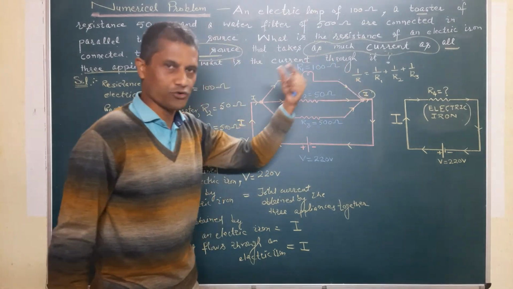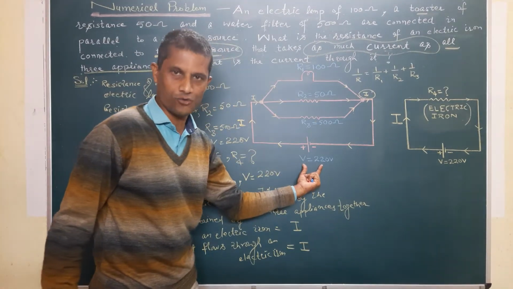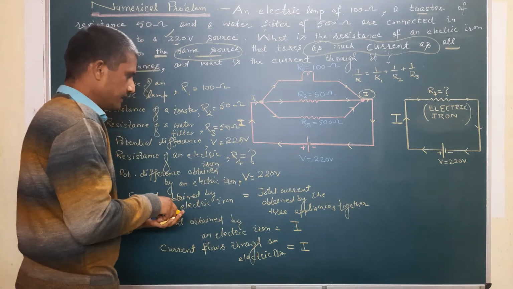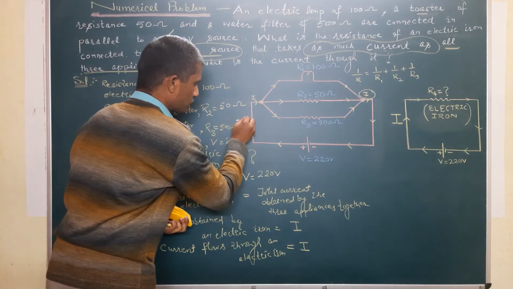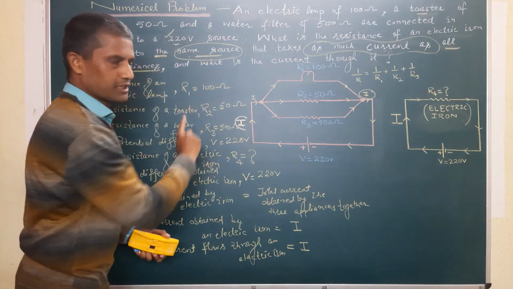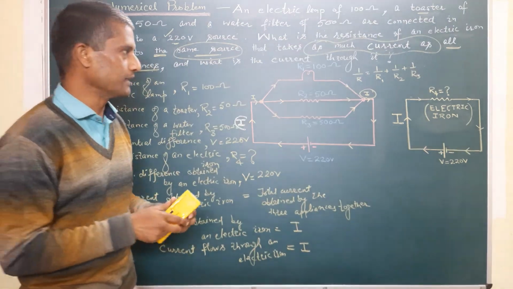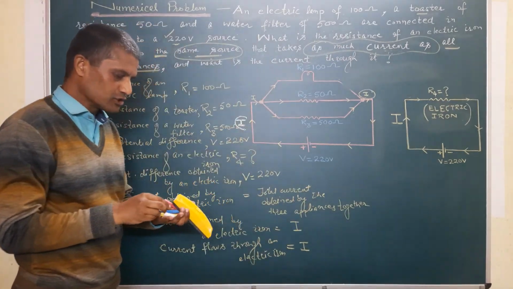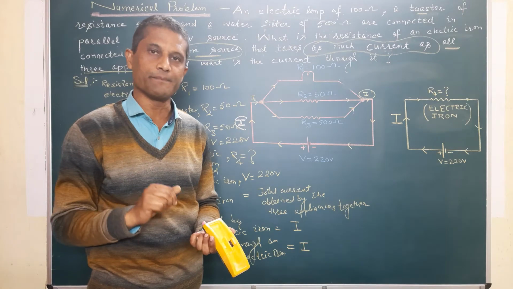Total resistance is known to us, and total voltage we also know here. We can find out the total current. This is the total current I. That's the one way.